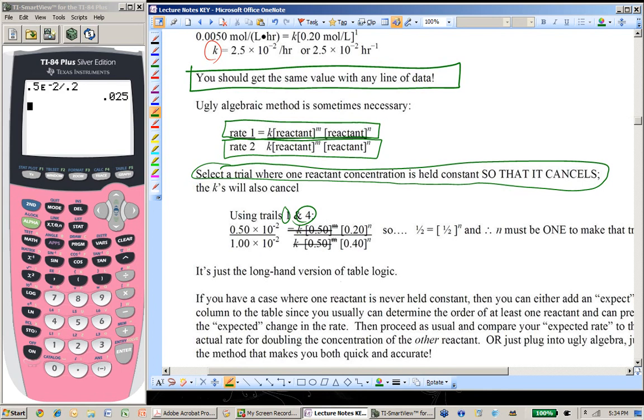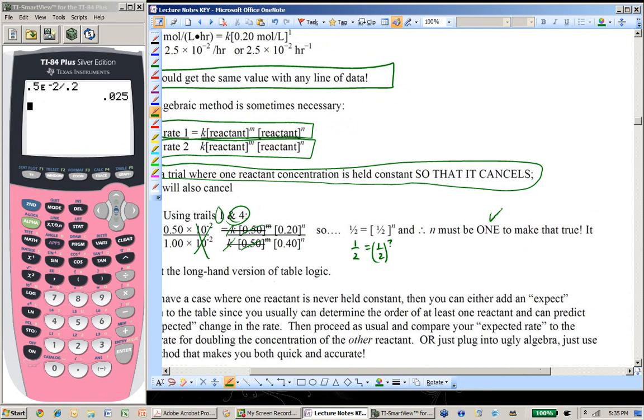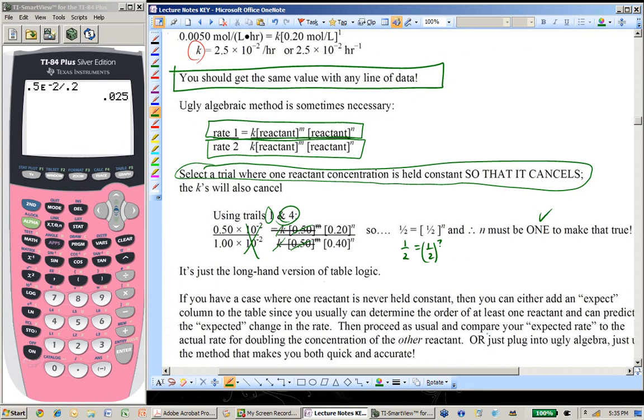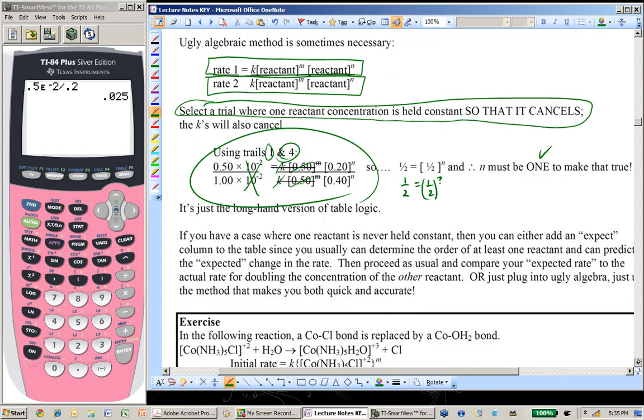The constant is the constant, so it drops out. If you're smart enough to pick something where those concentrations are held constant, they drop out. Now it comes down, oh, and that drops out too. So what you really get is 0.5 over 1, which is lovingly called 1/2. And you should recognize 0.2 over 0.4 as 1/2 as well. And that's raised to a power. What must the power be? Must be 1. So you can write all of this out, or you can just explain it in table logic. It's just the longhand mathematical version of just looking at it and doing some of that math in your head.